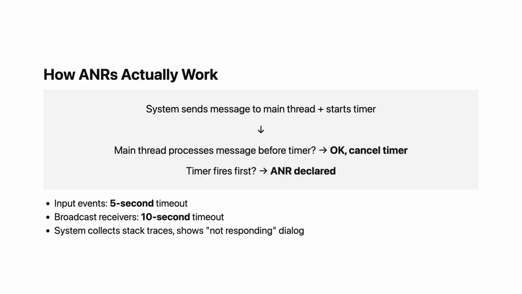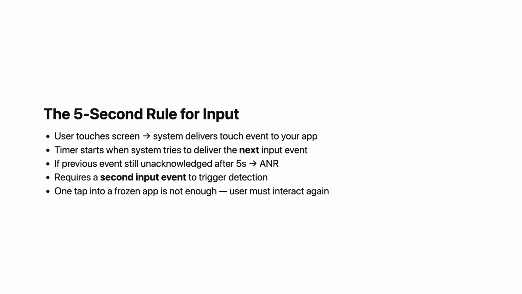The most common ANR trigger is the input dispatch timeout. When the user touches the screen, the system sends that touch event to your app. If 5 seconds pass and your app has not finished handling that touch, you get an ANR. But it is actually more nuanced than that. The system does not start the timer when your app receives the touch event. It starts the timer when the system tries to deliver the next input event and finds that the previous one has not been acknowledged.